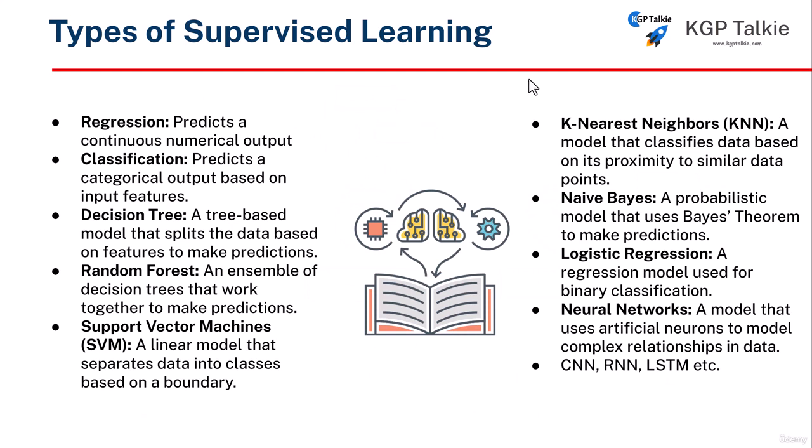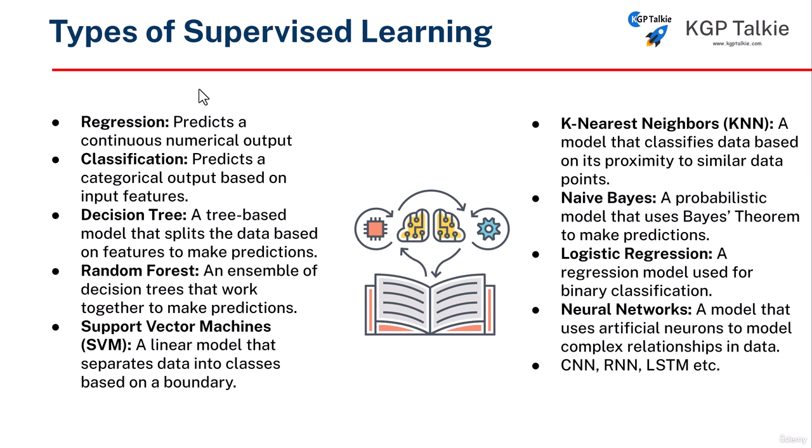So what are the types of supervised learning? I mean to say, the algorithms which can be used for supervised learning. We have here regression. In regression, we try to identify a continuous value as the target output. And then we have classification. Classification is where we want to predict a categorical output based on the input features.